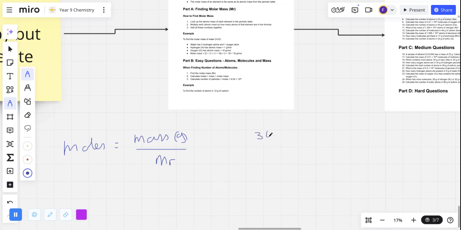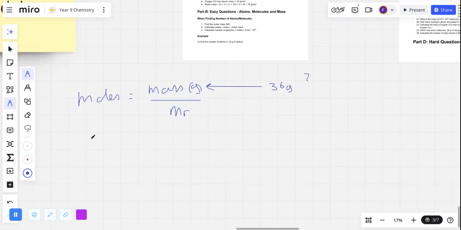I've got 36 grams of water. How many moles is this? Well, this is your mass. So you go to your equation and go, I want to work out my moles. Something that I do is I write n for number of moles, instead of writing the whole word out. Mass in grams, 36, divided by relative molecular mass or molar mass. Well, water is H2O. It's got two H's and one oxygen.